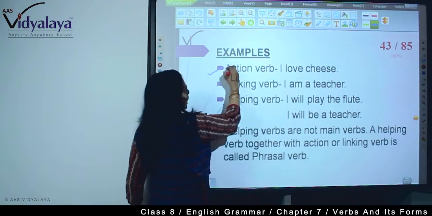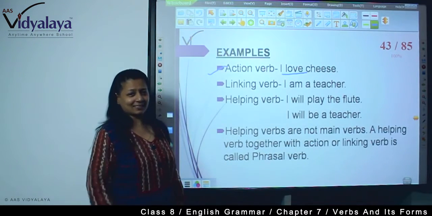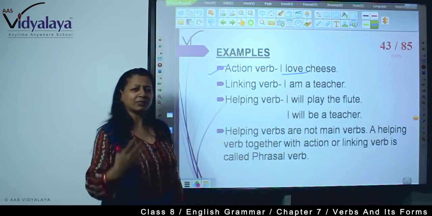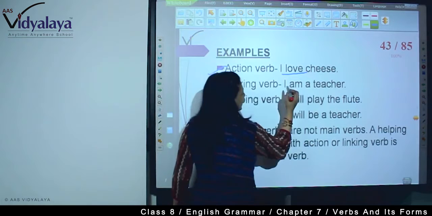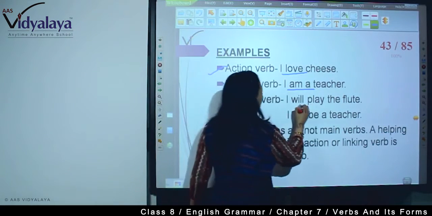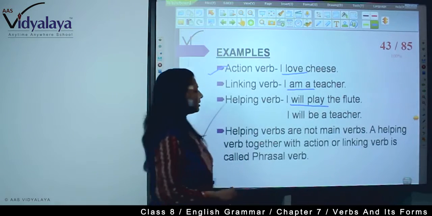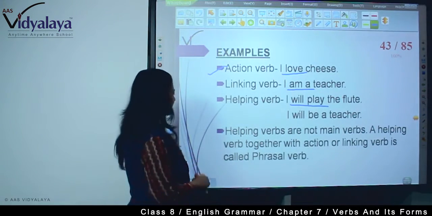Now, action verbs: I love cheese, I grate cheese, I use cheese, whatever the action you can use. Linking verbs or state of being: I am a teacher. Helping verbs: I will play the flute, I will be a teacher. So, helping verbs will, M-S-R.